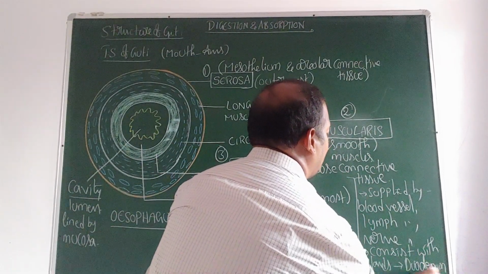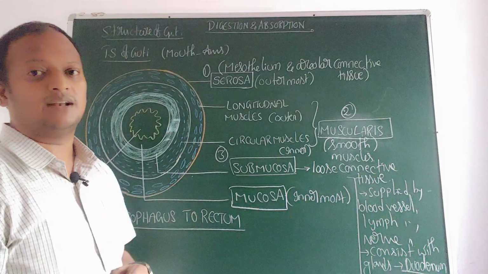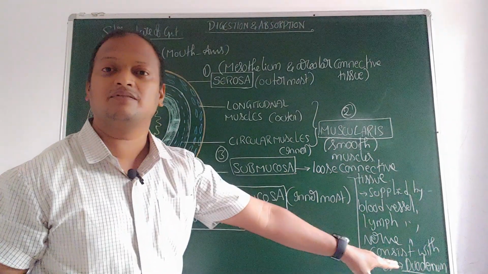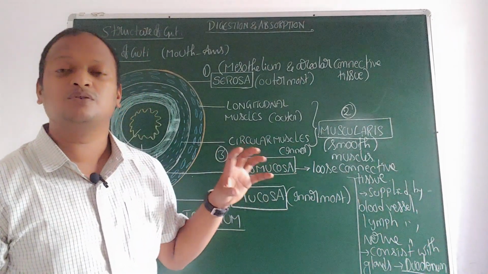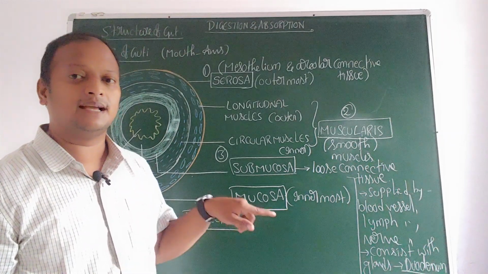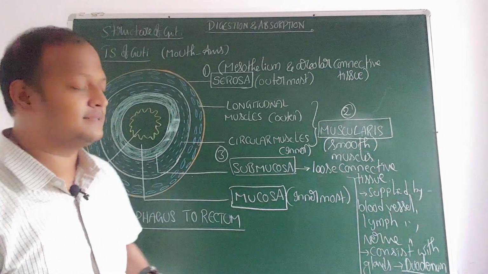So regarding glands and secretion, we will discuss it in digestive glands. Okay, students, the submucosa consists of some glands. Where does the submucosa consist of glands? In the region of the duodenum.